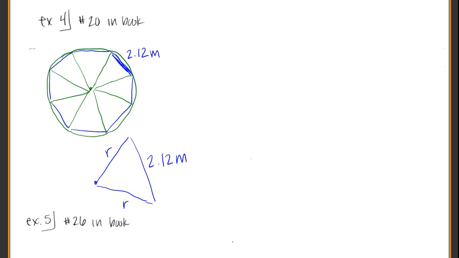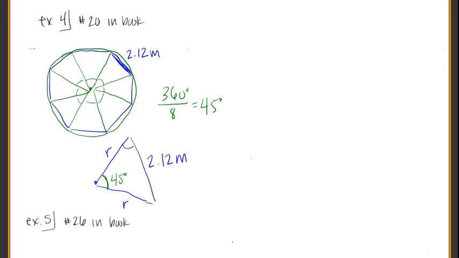we basically have 1, 2, 3, 4, 5, 6, 7, 8 segments. Going all the way around, you have 360 degrees in 8 equal segments. If you want to know how many degrees are in each segment, take 360 divided by 8, which tells you each segment is 45 degrees. So on our larger triangle, that angle right in there is 45 degrees.